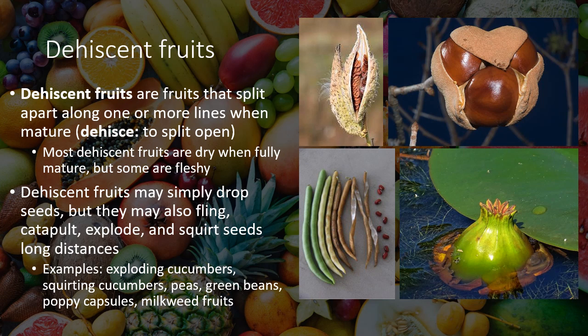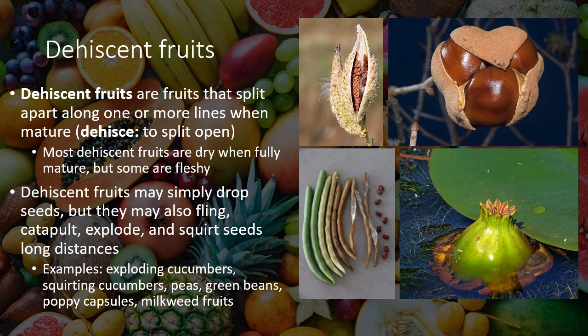Usually, these dehiscent fruits dry out, and often it's the act of drying out that causes it to kind of shrink or change shape and split open. Sometimes they just drop their seeds. Sometimes plants with dehiscent fruits will fling them, catapult them. They might explode or squirt their seeds long distances. We'll talk about some examples as we move forward.